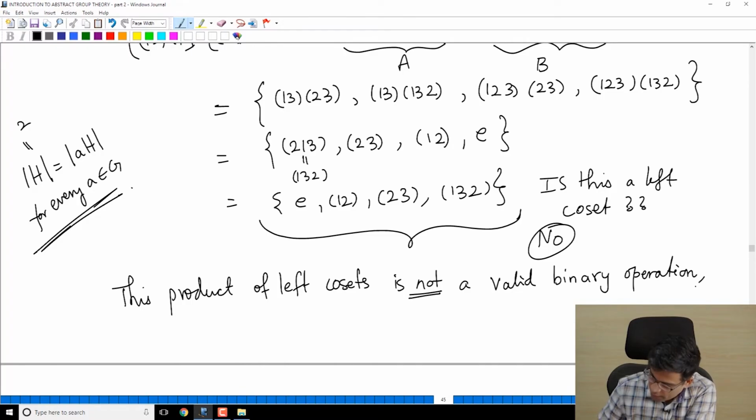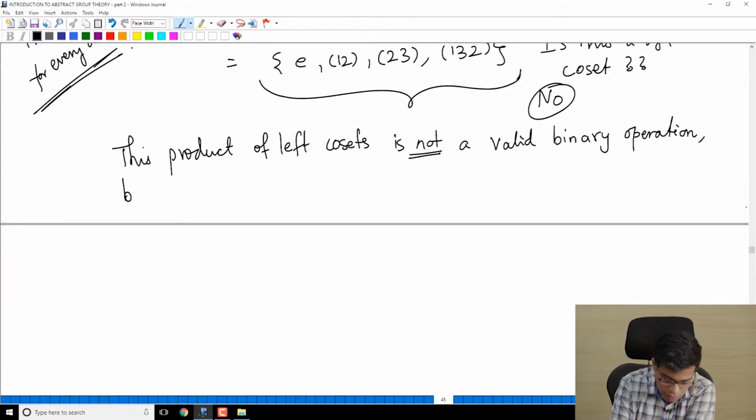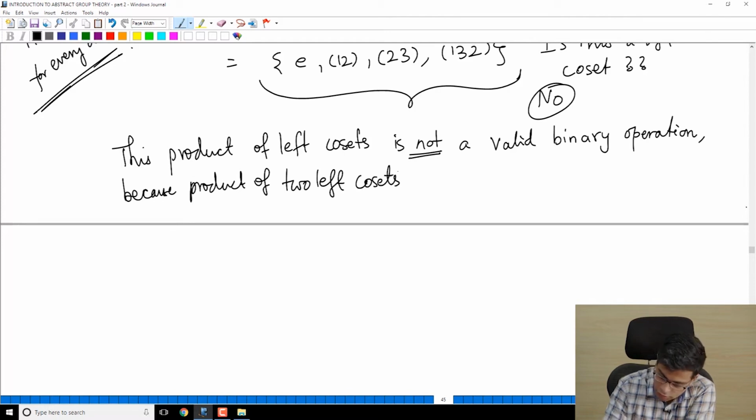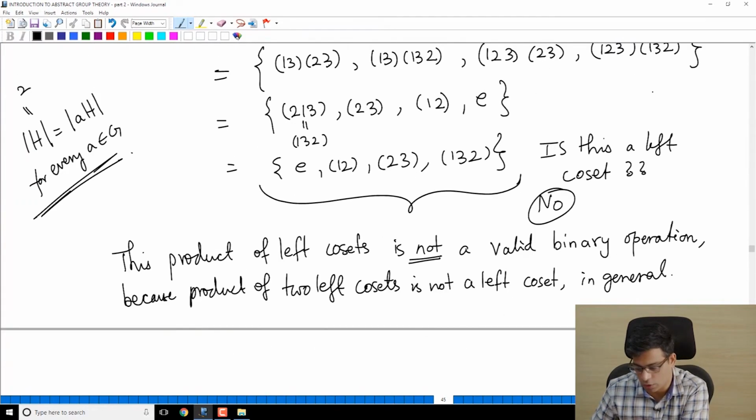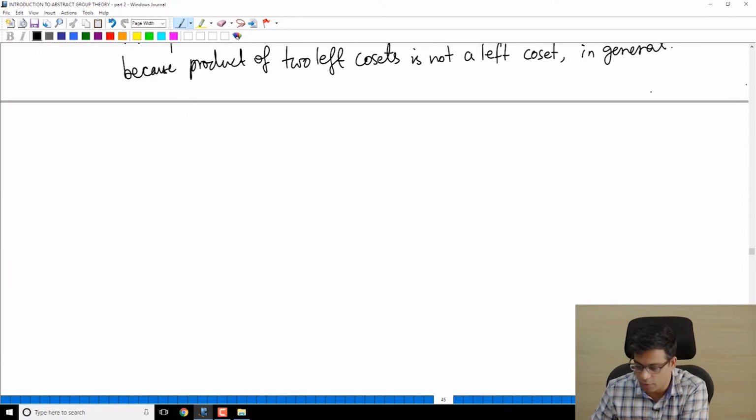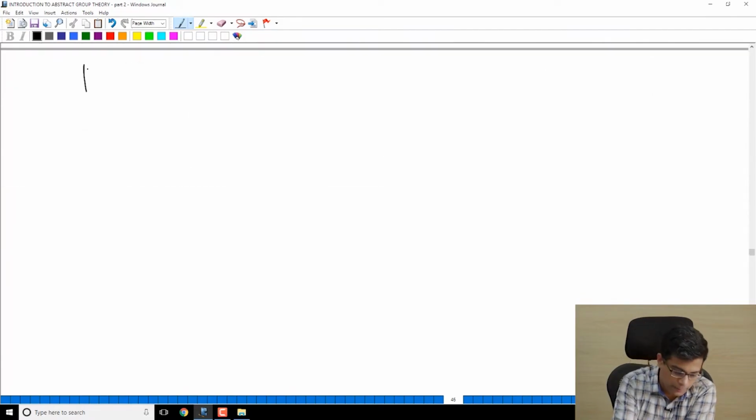It's not a valid binary operation because the product of 2 left cosets is not a left coset in general. So in general, the product of 2 left cosets is not a left coset, so it is not a valid binary operation.